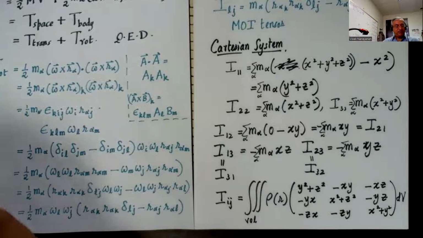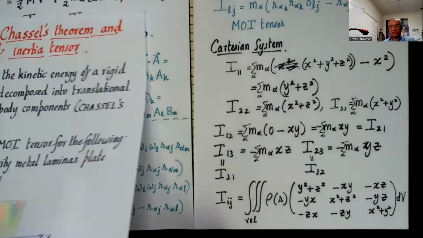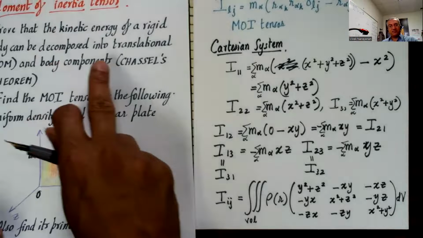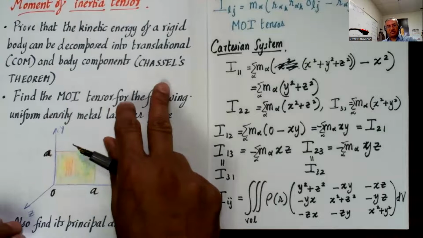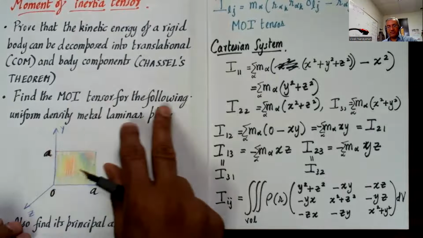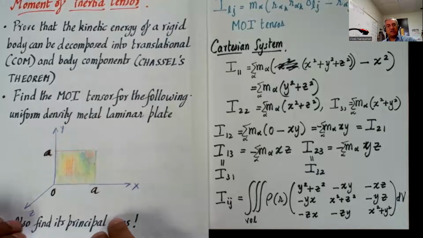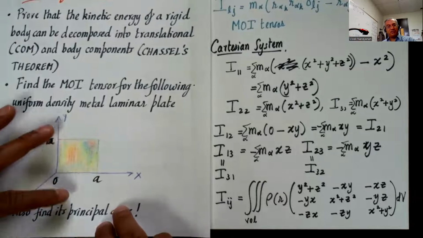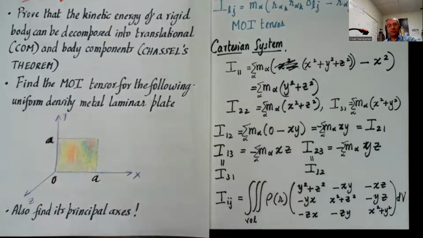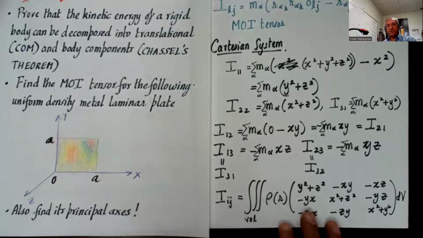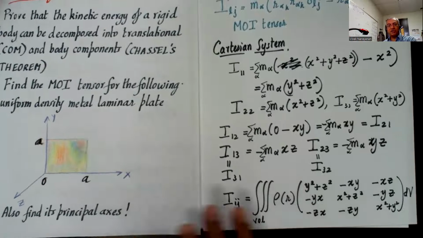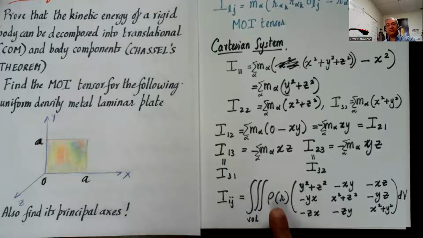So in this manner, we have done the first two things. We have done the Chasles theorem, and we have introduced the moment of inertia tensor, and now we have to solve the concrete problem, which is to find the moment of inertia of that laminar plate. The one thing you'll realize is that the plate is two-dimensional, not three-dimensional. So what do I do with the density function if you have a three-dimensional density and not a two-dimensional density?